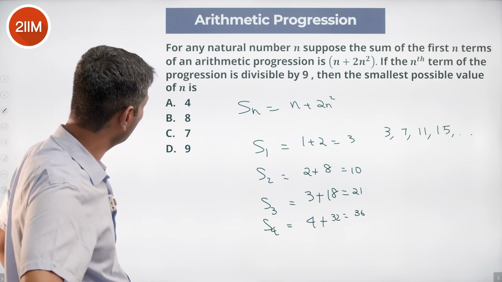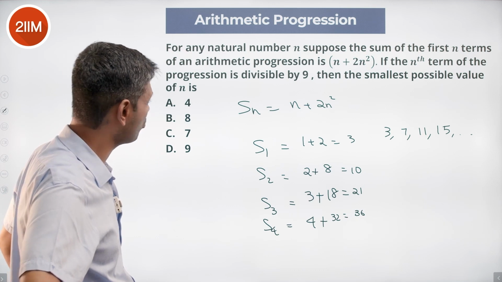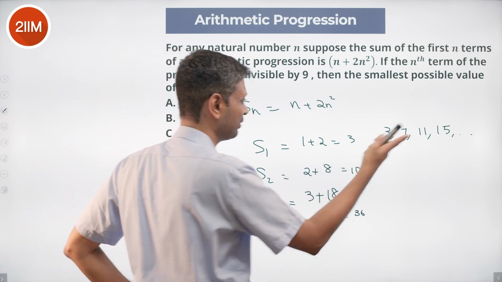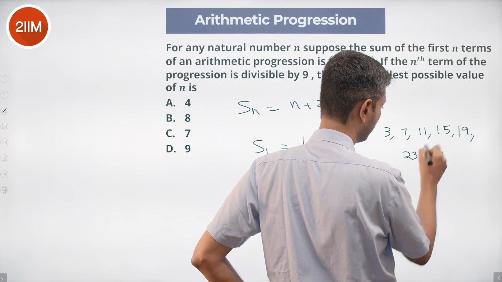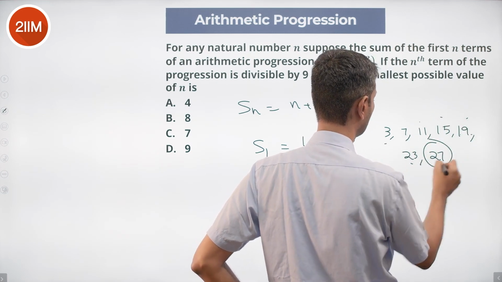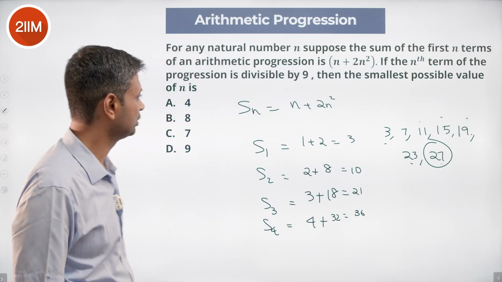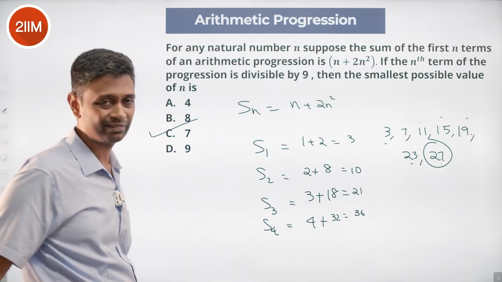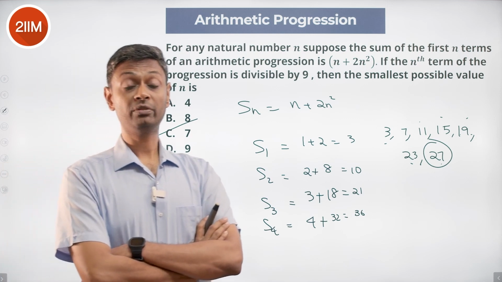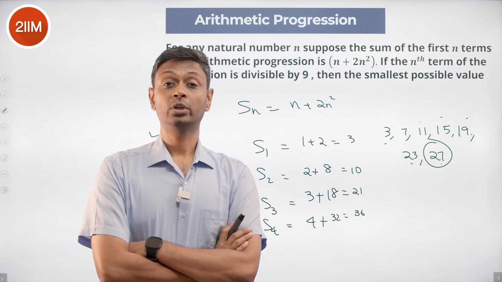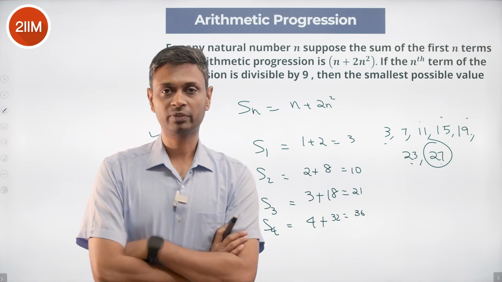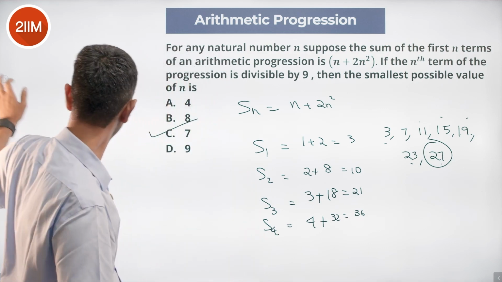If the nth term of the progression is divisible by 9, the smallest possible value of n: 3, 7, 11, 15 didn't work, 19, 23, 27. This works. 1, 2, 3, 4, 5, 6, 7. Seventh term works. Find S1, S2, S3, S4. With that we have found term 1, term 2, term 3, term 4. With that we know the AP. Write down the AP. One term is a multiple of 9. We are through. Juicy question, simple question.